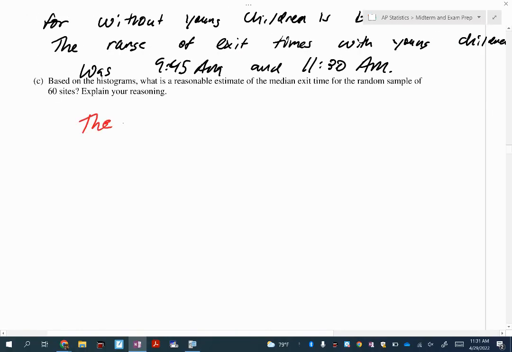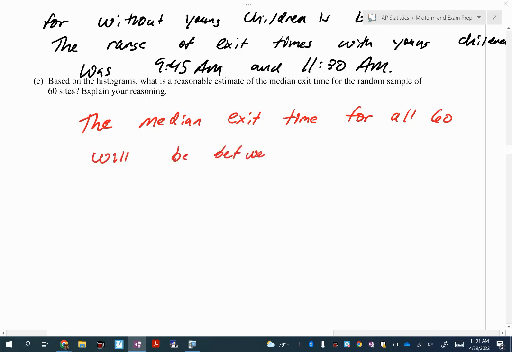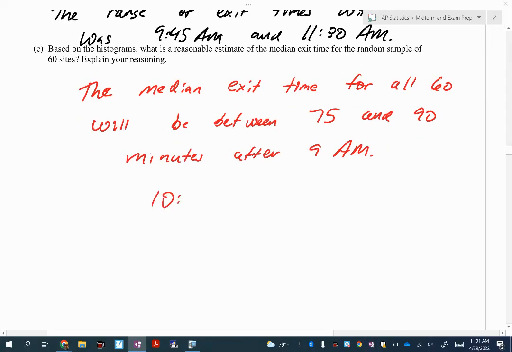So the median exit time for all 60 will be between 75 and 90 minutes after 9 a.m., which is going to be 10:15 and 10:30. All right, so that's it for the first 3. Check back for videos about the next ones.